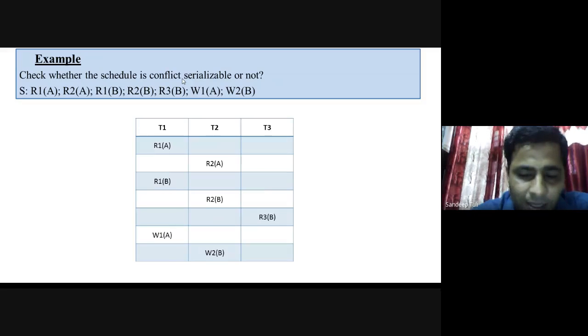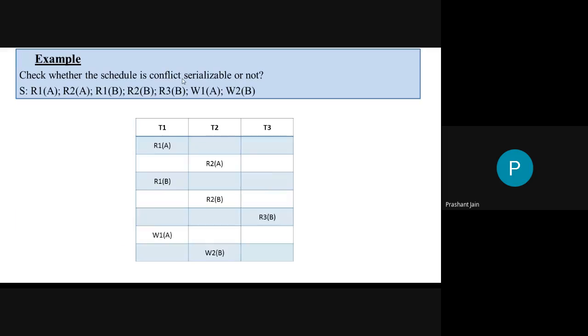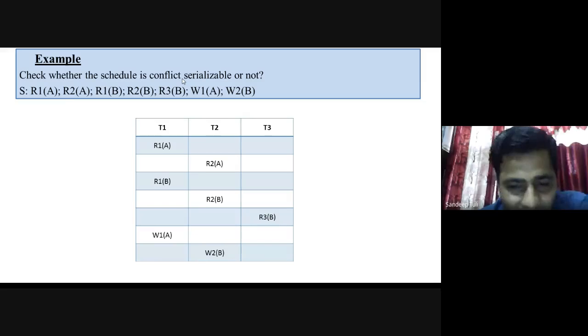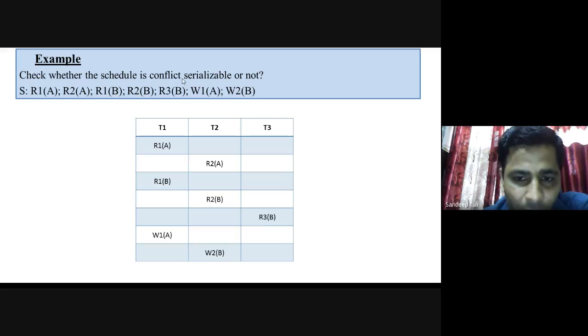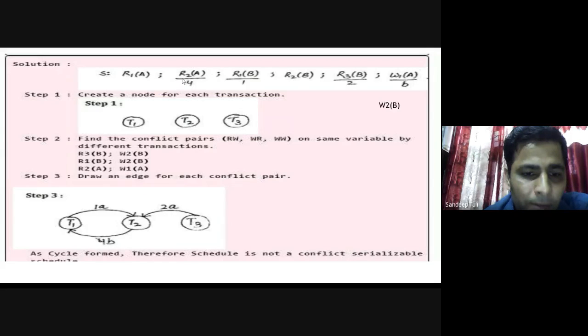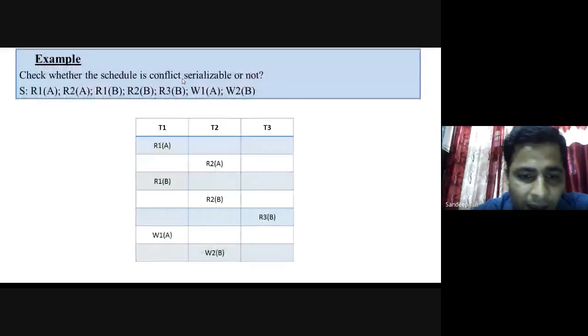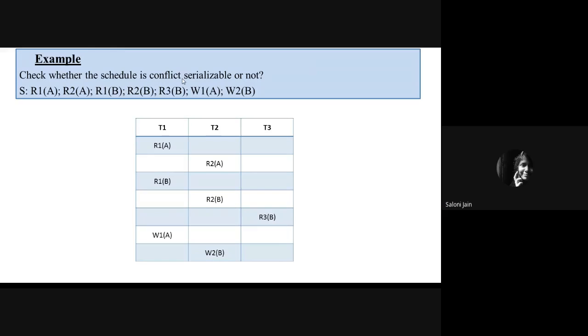So in this way you need to scan the whole table and finally you will get that we are having only 3 conflicting pairs. Let me tell you. R3B and W2B. Are these conflicting? Yes, sir. Everyone says yes, it is conflicting. One of them is writing, both belong to different transactions and both are working on the same item. So that's why it is a conflicting pair.